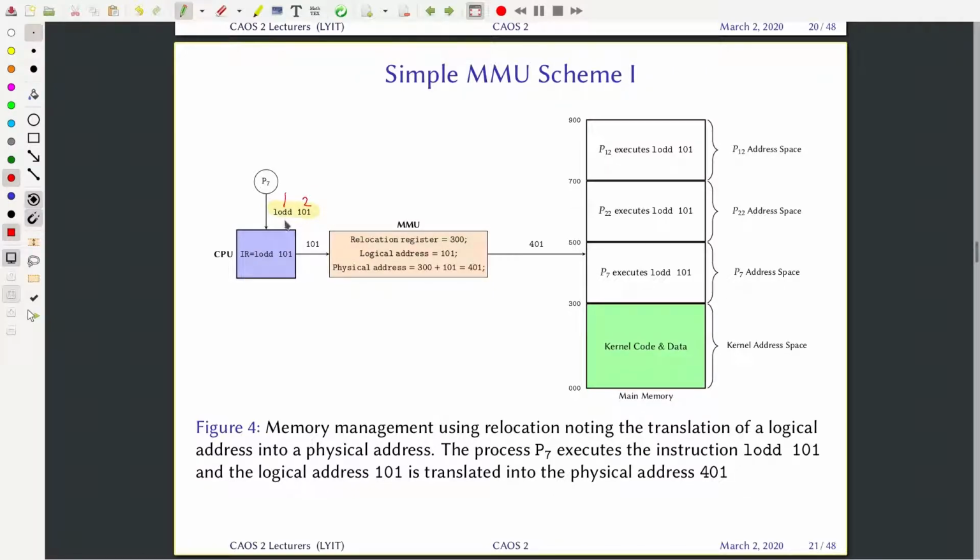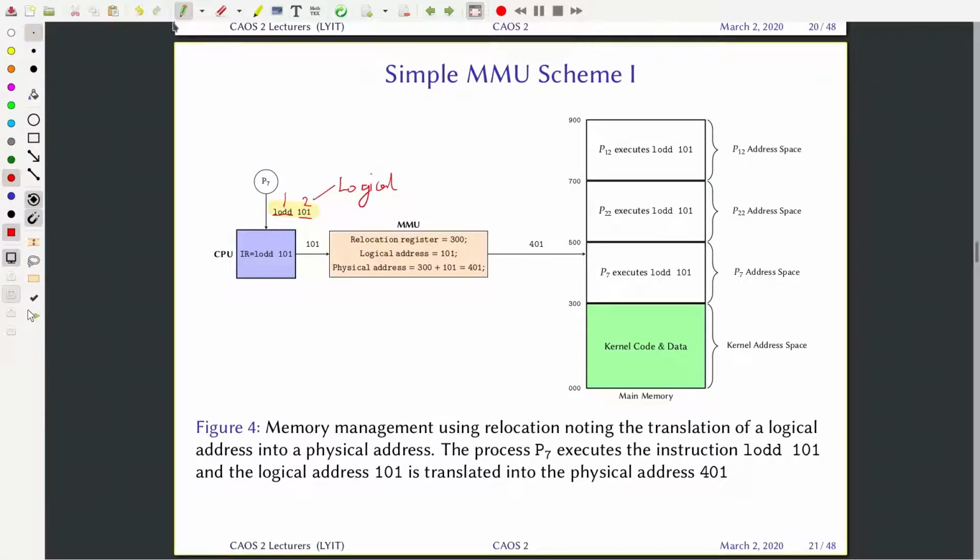You remember that when we were talking about this in Chaos 1, we talked about the operator and then we talked about the operand. So the operand here is an instance of a logical address. My handwriting's appalling, I apologise for that. So what we can see is that P7 is executing the machine code instruction LOD 101.